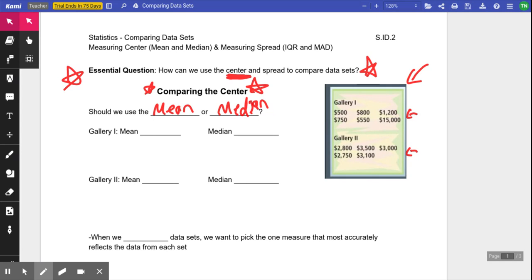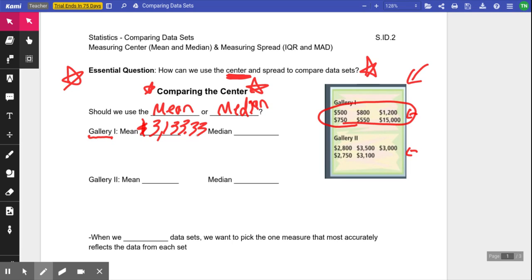So for Gallery 1, right here, I want us to find the mean. The mean is like another word for average. We need to add all of those up, and then we need to divide it by how many paintings were sold. Well, if I take these 6 prices here and I add them up total, and then I divide them by 6, I'm going to find out that the mean is $3,133.33, okay?